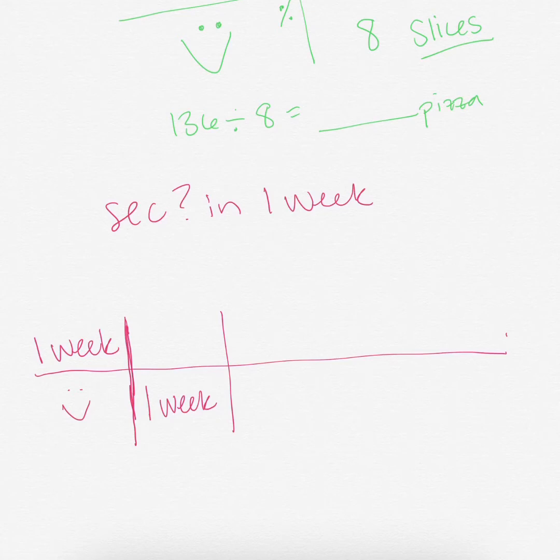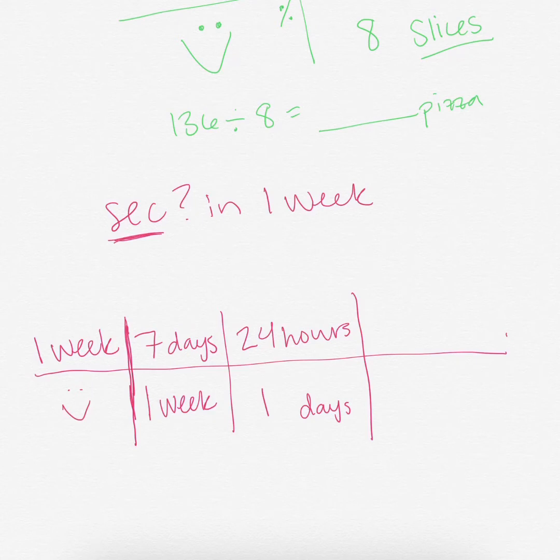So what do I know about 1 week? I know that there are 7 days in a week. So I'm trying to get to seconds, so I need to keep going on my T-chart. So I need days to cancel out. I know days will go here. So I'm gonna say 1 day is what? 24 hours. Remember, we're trying to get to seconds, so I have to keep going.